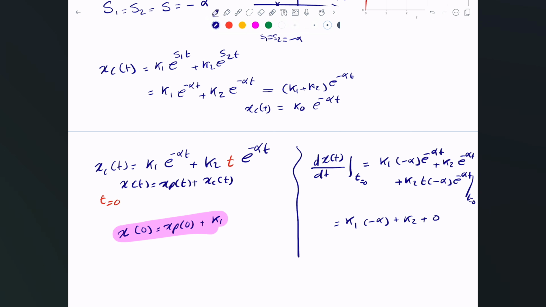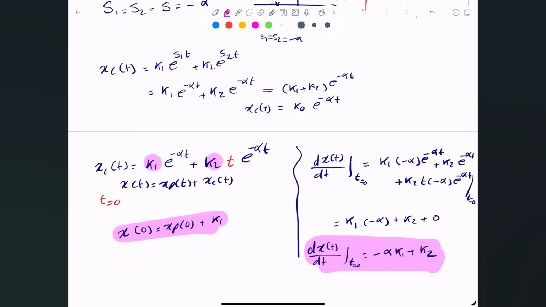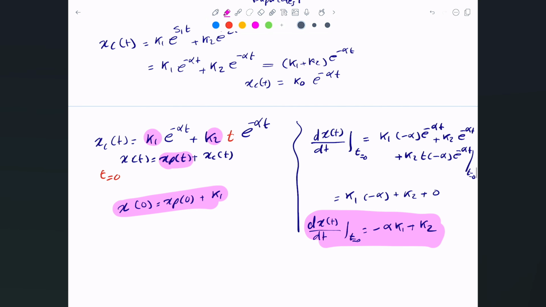So what we'll end up with is dx of t evaluated at t equals 0 is simply negative alpha k1 plus k2, and that's the second equation that we're after. We use these two equations, we solve them, and what we end up with are the values of k1 and k2. We substitute them in here, and we'll end up with the solution of this homogeneous differential equation, the complementary solution. You add xp of t to it as well.